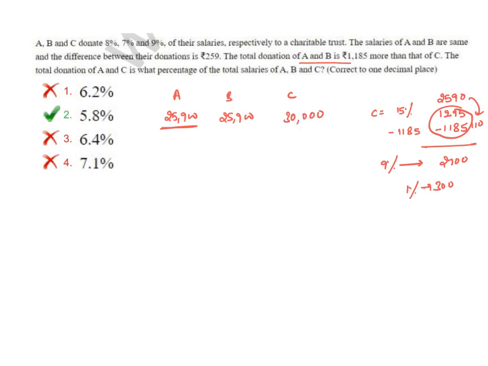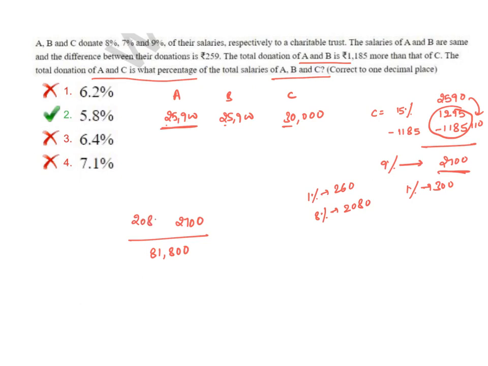Now he's asking you the total donation of A and C is what percent of the total salary of ABC? Total salary of ABC, 25, 25, 50, 50 plus 30, 80. 900 plus 900 is 1800. So 81,800. Now donation of C, we know 2700. We need to find out donation of A. Assume that 1% is 260, therefore 8% becomes 2080.